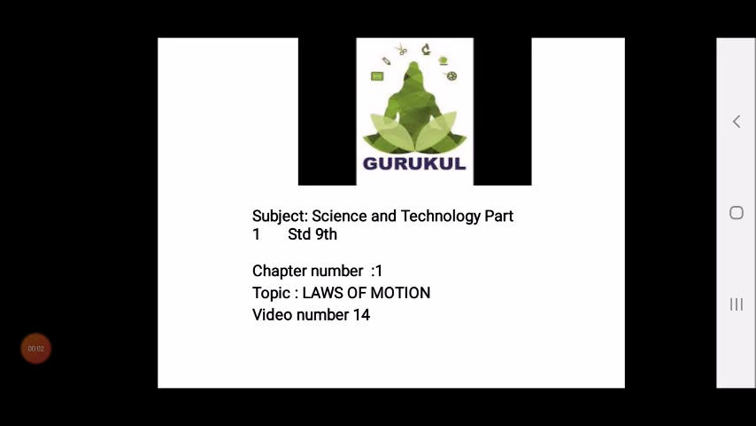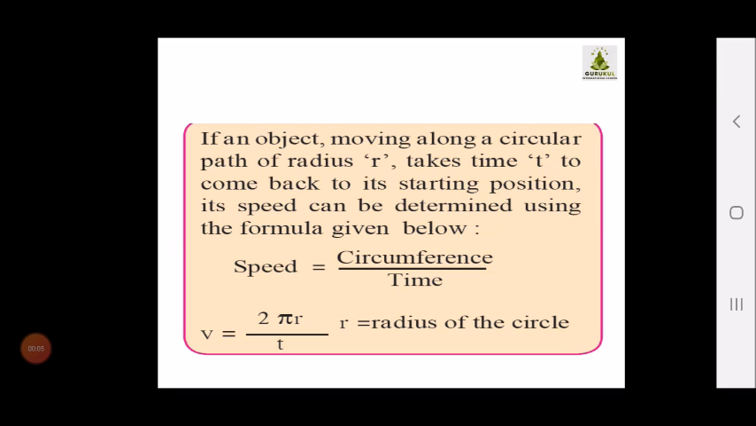Okay children, now we are going to start with uniform circular motion. First, here is how to determine the speed. If an object is moving along a circular path with radius r, and the time taken to complete the motion is t, then its speed can be determined using the formula speed is equal to circumference upon time. When an object is in circular motion, instead of speed equal to distance upon time, we can have circumference upon time.